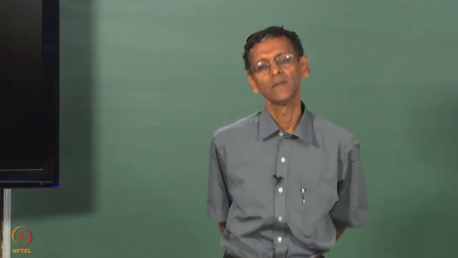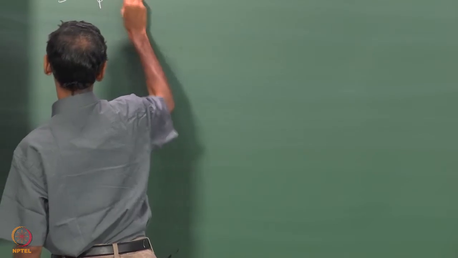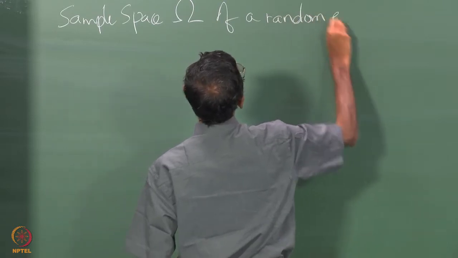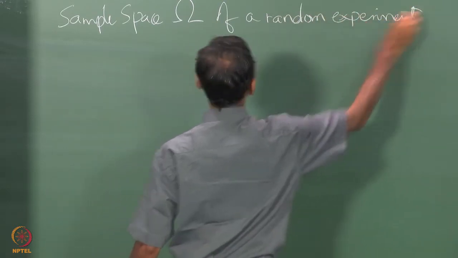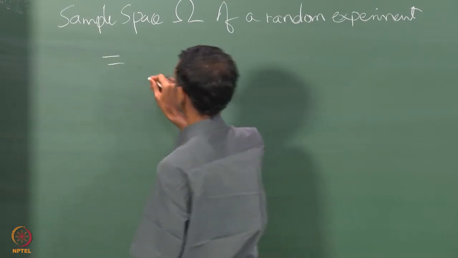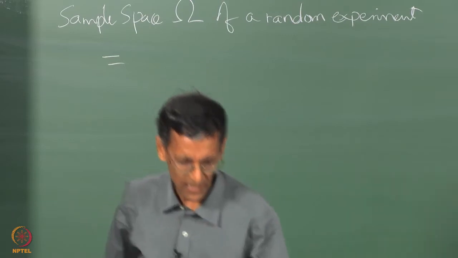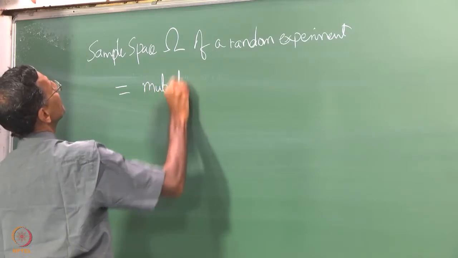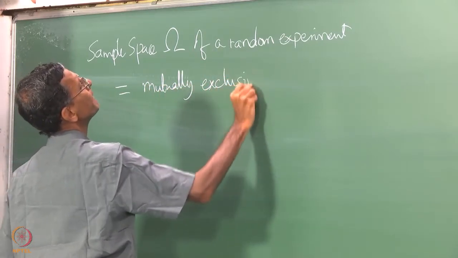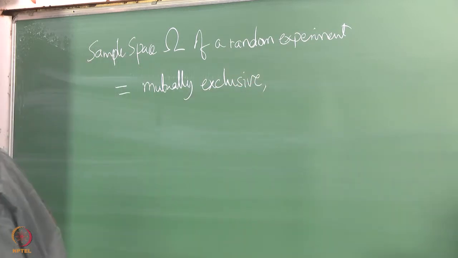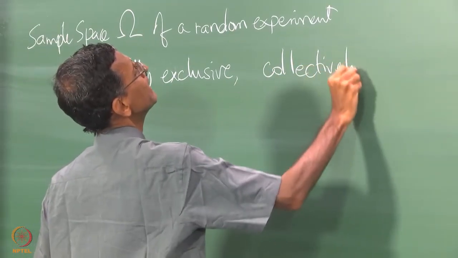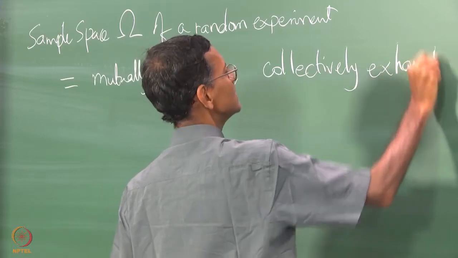So yesterday, we began with the concept of sample space. Let me add some more words on it. There is a very nice expression which I found: mutually exclusive and collectively exhaustive. These are the terms that characterize this omega.